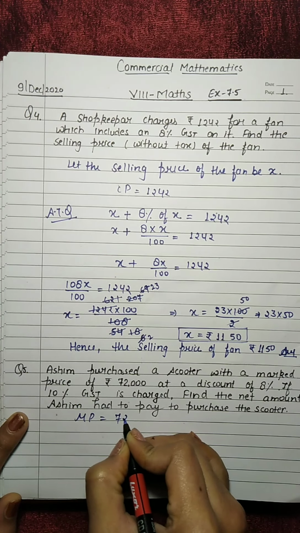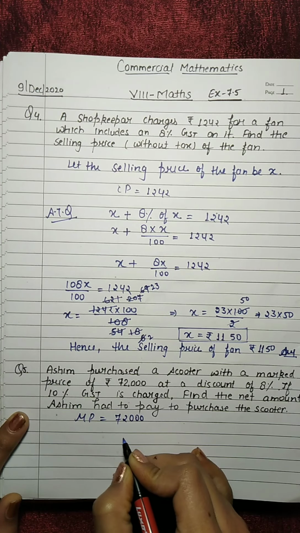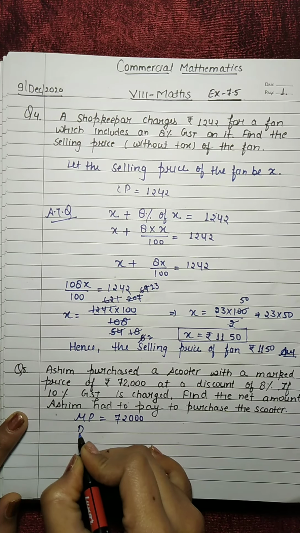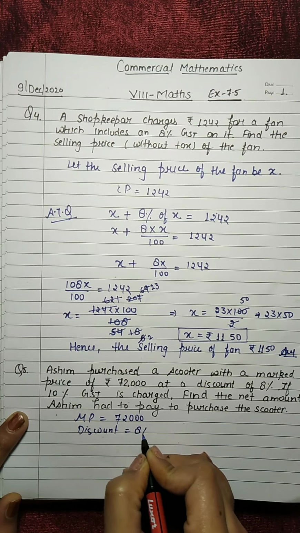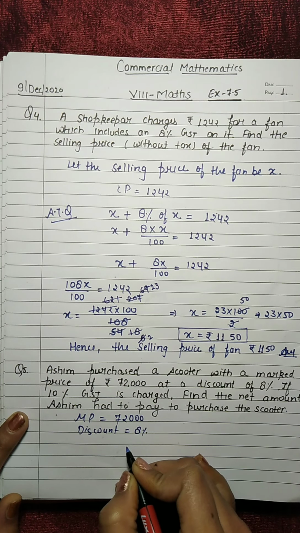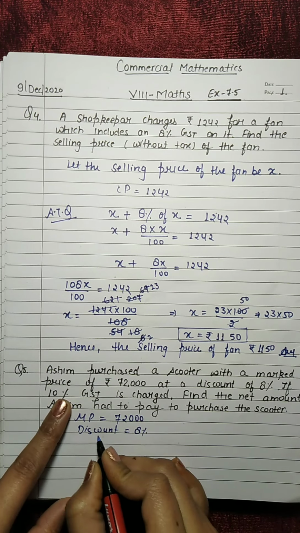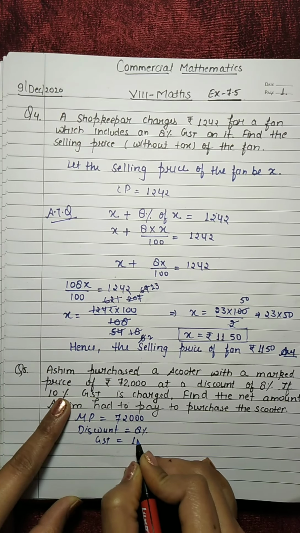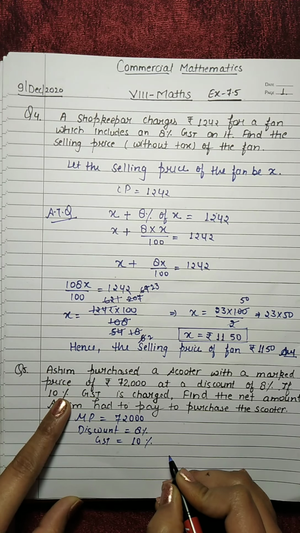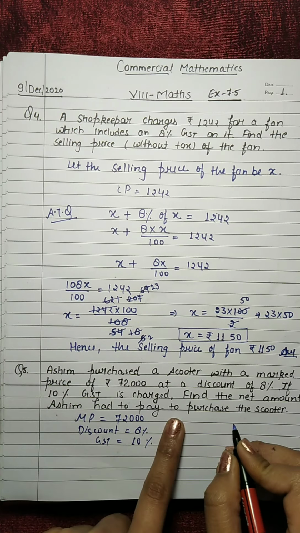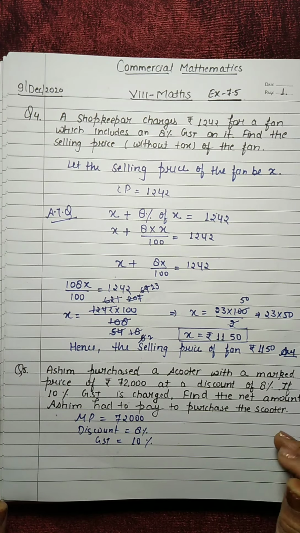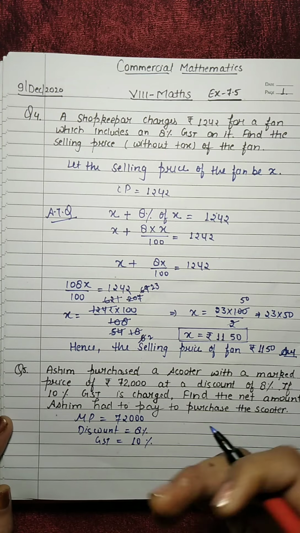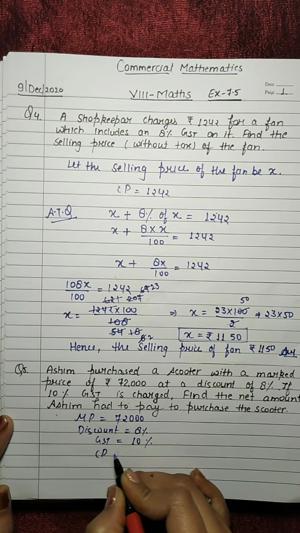Yes, that will be 72,000. Okay students, and here discount, that is, yes, 8%. Is that clear students? And GST is given 10%. Okay students, here we have to find the net amount Ashim had to pay to purchase the scooter.